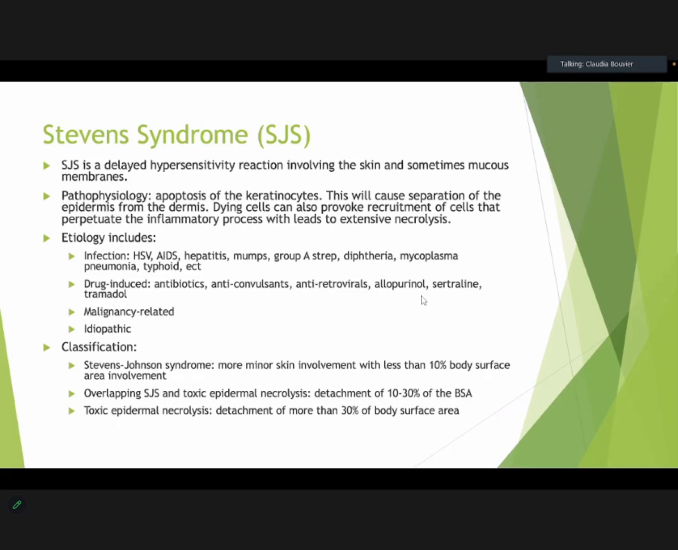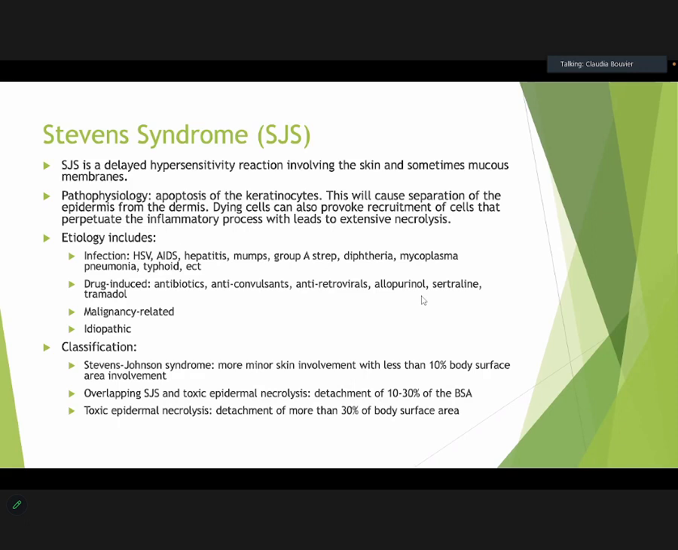Stevens-Johnson syndrome can come on from multiple things. It can be from infectious causes such as herpes, AIDS, hepatitis, mumps, group A strep, diphtheria, mycoplasma pneumonia, or typhoid. And then oftentimes it's drug induced, and this is a lot of times where we'll see it or where we think of it. So antibiotics, and there's an extensive list of antibiotics that can cause this. Anticonvulsants, antiretroviral medications, allopurinol, sertraline, and tramadol are the most characteristic and most common to cause these. It can also be manifested from malignancy, and it can be idiopathic.